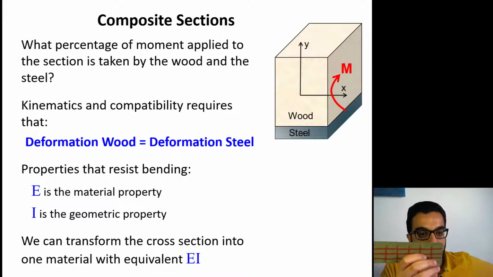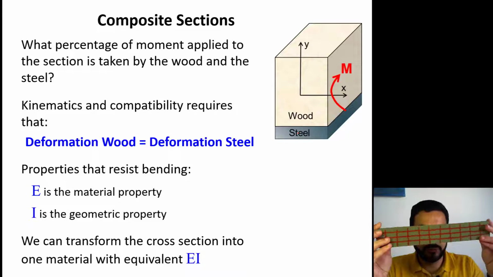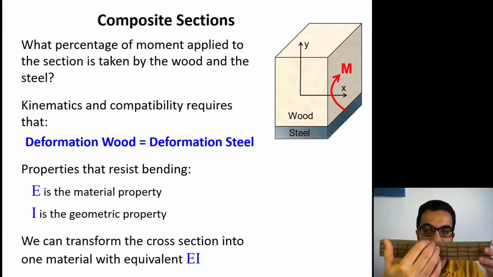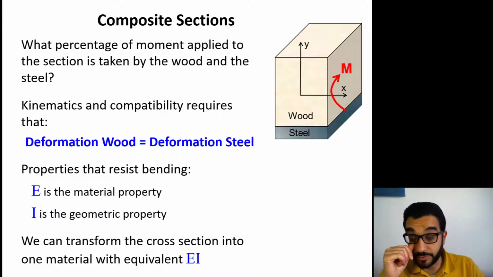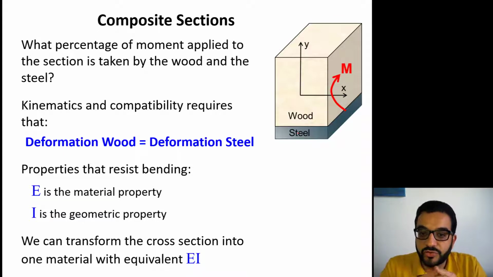Like if this is the beam, the beam will deform together even if it's made of different materials, wood and steel. So deformation and strain are the same, but we remember that the Young's modulus of both is different. So the stresses within will develop differently. We will see how to analyze the distribution of stresses in the different parts of this composite beam. But one thing we know, as I explained, kinematics and compatibility require that the deformation of wood and steel is the same at this exact point here.